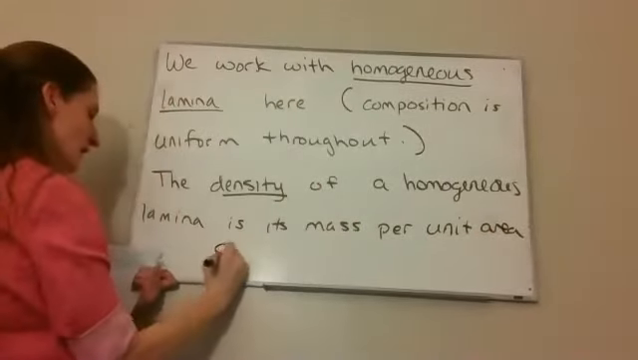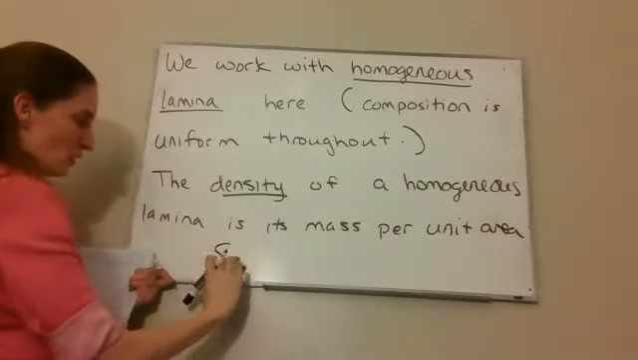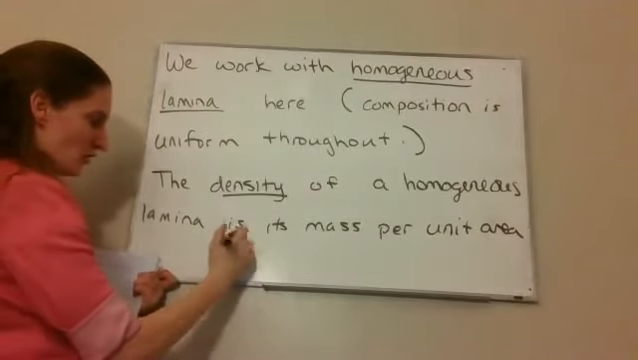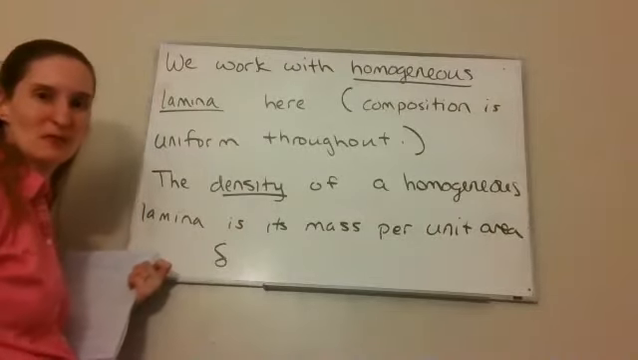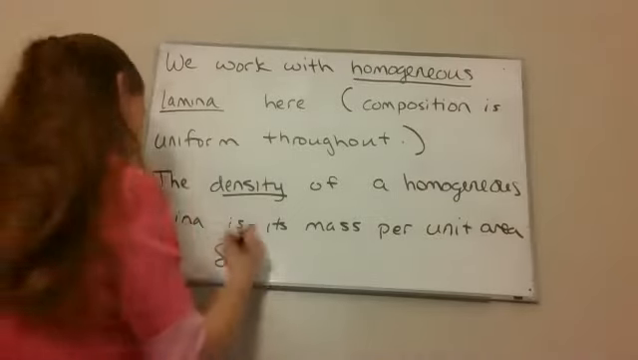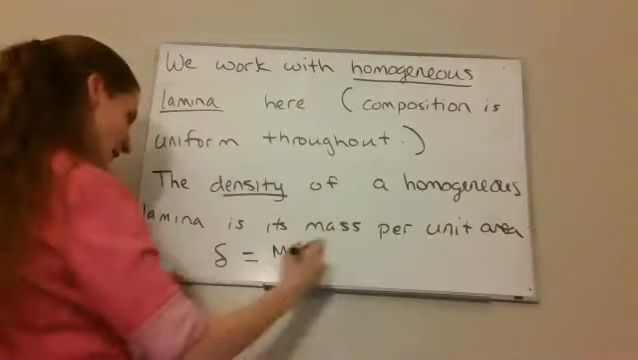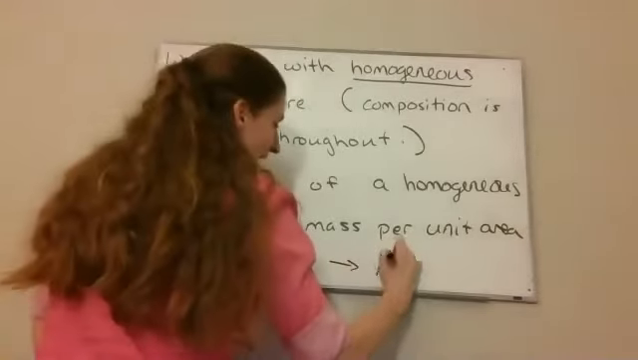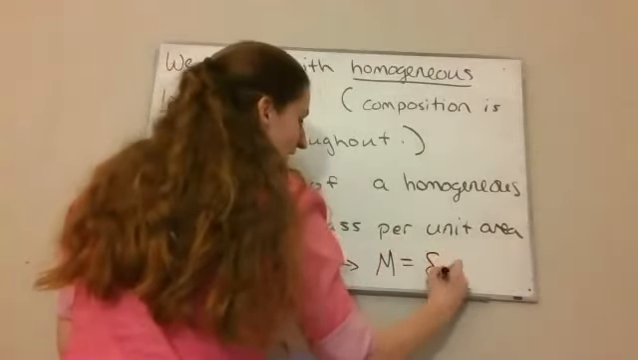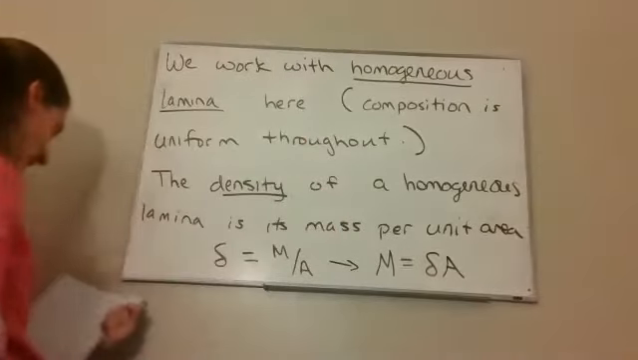So we denote the density by delta. This is a lowercase delta. They're pretty strange looking, kind of like a lowercase d, but wigglier. So this delta equals my mass divided by my area. Or in other words, my mass is equal to this density times the area.